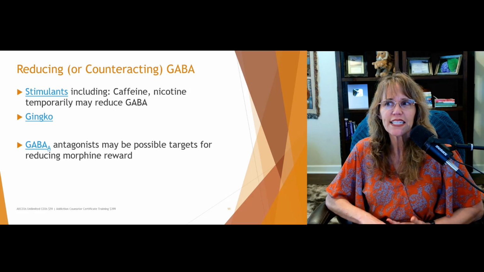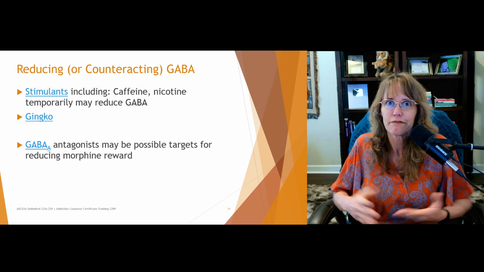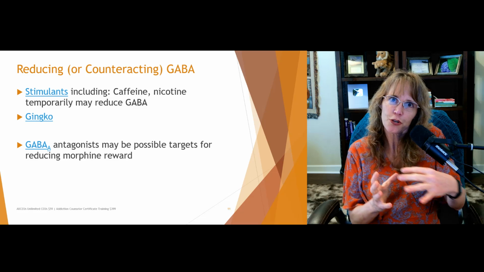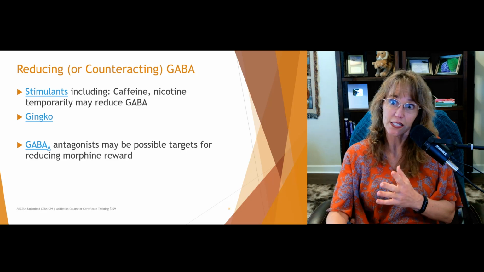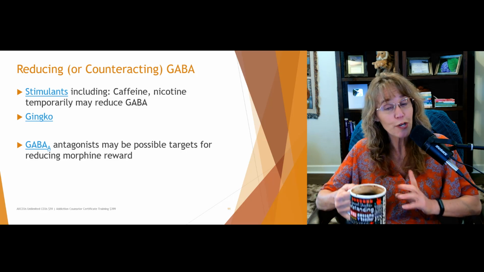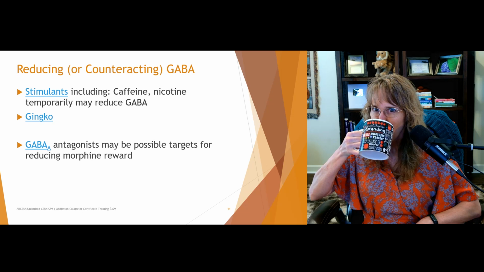Reducing or counteracting GABA: stimulants. Makes sense. If GABA is your main relaxation, then you take a stimulant and it may temporarily reduce GABA.